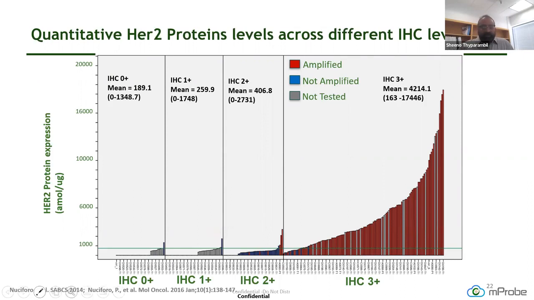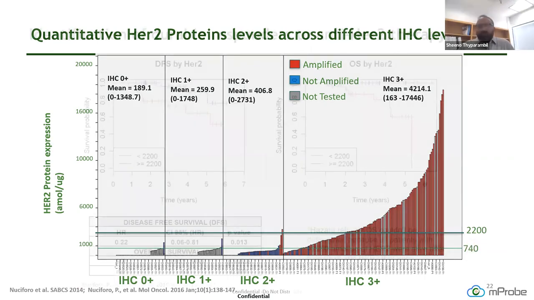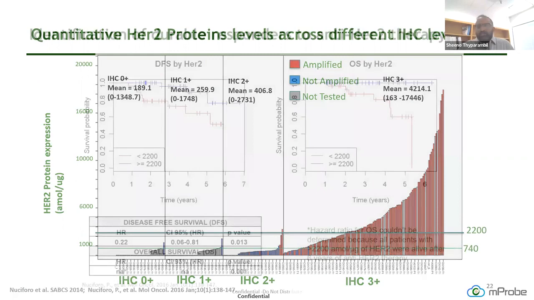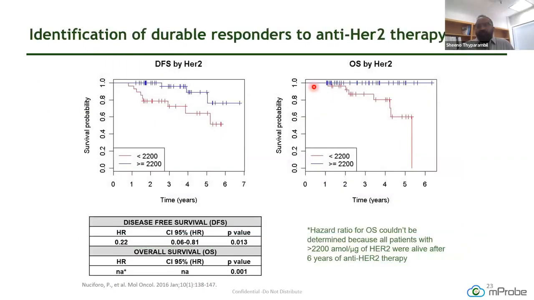So we had this poster out in 14, and then the paper came out in the 15, 16 timeframe. But in this particular paper, we examined some very high expressing HER2 levels and see how the overall survival was. So again, 740 or 750 is the cutoff for high overexpressing HER2. So long story short, those patients who had 2,200 nanomoles per microgram, or in other words, very high expressors, had no events at all. We're really looking at 6-7 years out when they were treated with an anti-HER2 therapy.